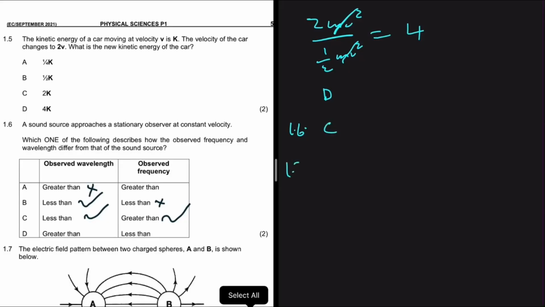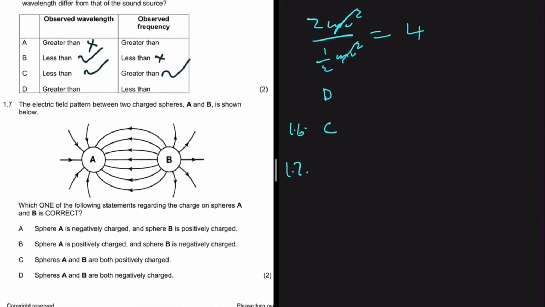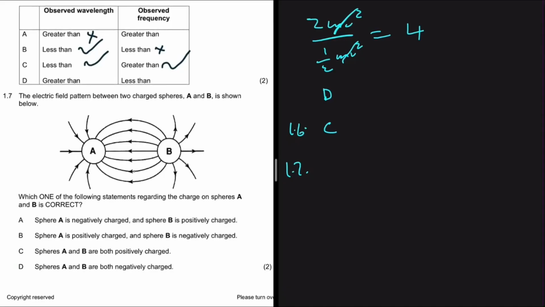And then 1.7 says the electric field pattern between two charged spheres A and B is shown below, right? We have the electric field pointing towards A and moving out of B, right? So before we go any further, if the electric field lines are pointing towards, then that sphere is negatively charged. And then if the electric field lines are pointing outwards, then that sphere is positively charged, right?